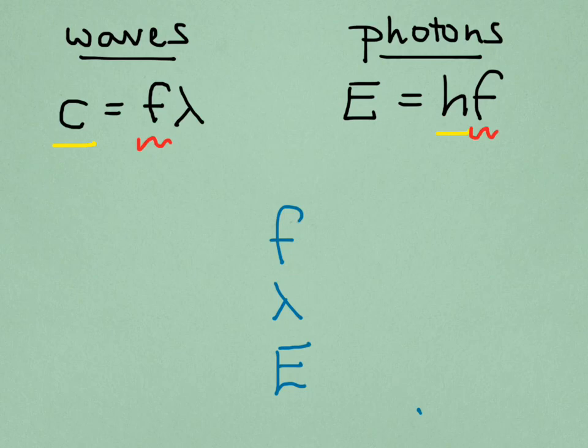So it has a wavelength, but it also has a fixed amount of energy. And when we talk about photons, we're talking about a little packet of energy.